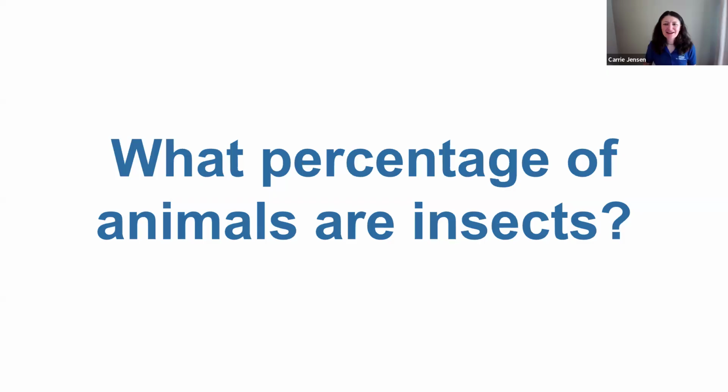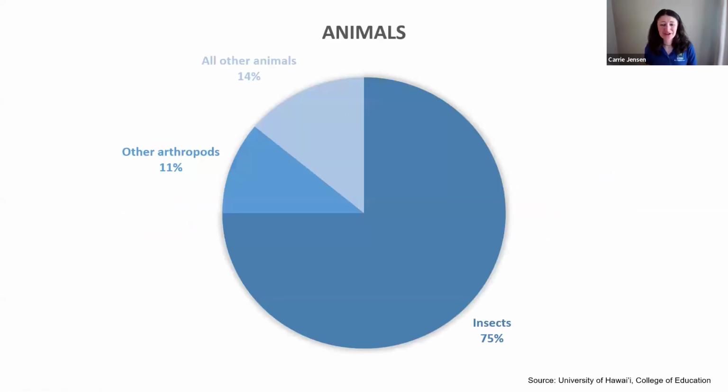I want you guys to guess what percentage of animals are insects. This is where you can start putting stuff in the chat just for fun. What do you think the percentage of insects of all the animals is? I'm seeing 60, 70, 90. People have a good idea that insects are a big percentage, and that is true.